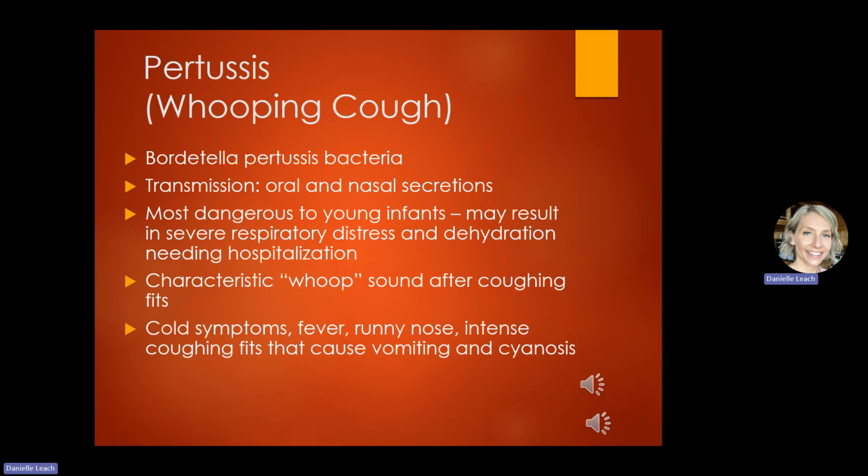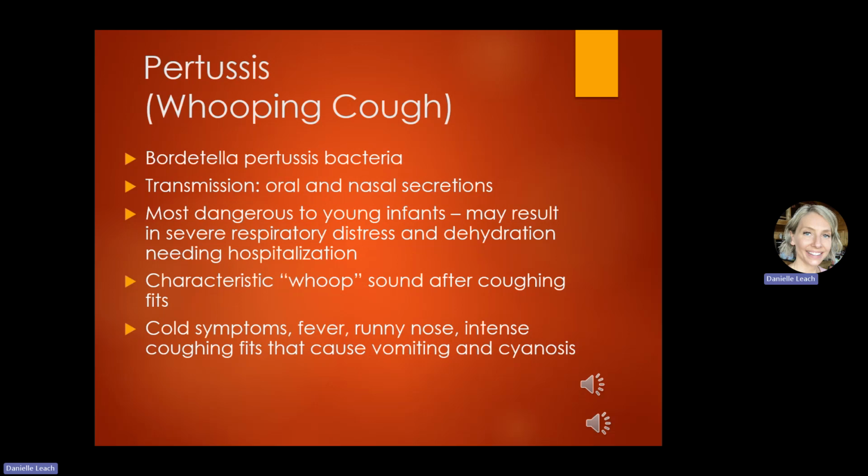So this is why we recommend basically all pregnant mothers get the pertussis vaccine. Sometimes it's even recommended to all family members who are going to be around the new baby to prevent them from getting this. There's a characteristic whoop sound after the child has a coughing fit.